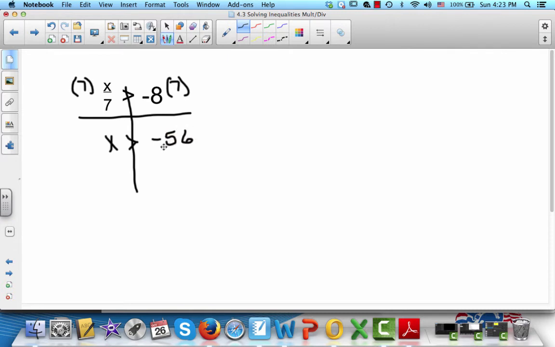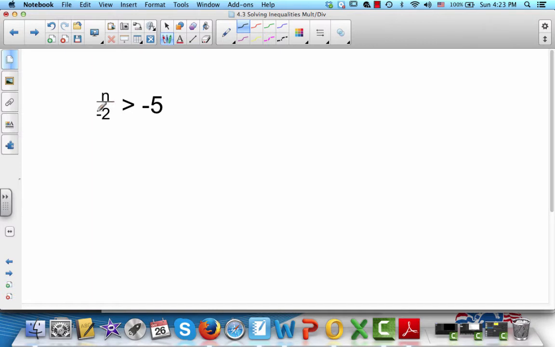Now, even though there was a negative 8 involved in the multiplication there, we were not multiplying by a negative number. We were multiplying by a positive 7, so we do not switch the direction of the sign. And this is what our graph looks like. Negative 56, and it does not include the 56, and it's greater than, and so we go to the right.